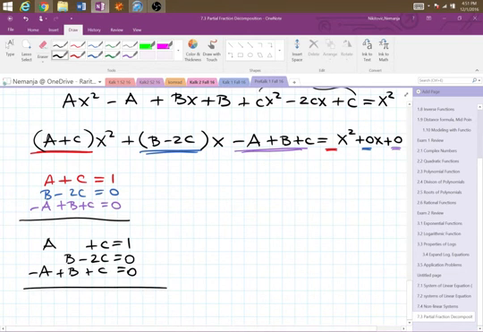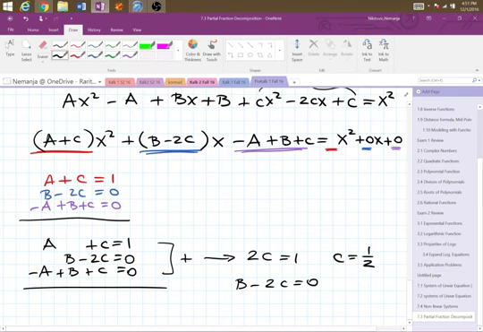So clearly, the middle equation has no A, and the first and third equation have A and negative A. So if we add the first and third equation, that will kill A, and the middle equation doesn't have A, so we're good to go there. Add these two equations into 2C equals 1. Whoa, C is a half right off the bat. Nice. Go into equation B minus 2C equals 0.